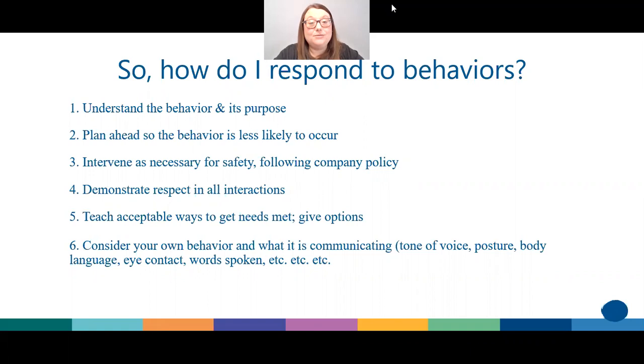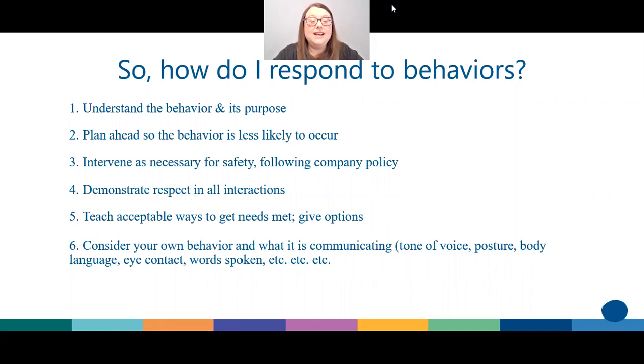So we can't prevent every crisis, we can't prevent every behavior, but there are quite a few things we can do to be prepared or to prevent behaviors from occurring. Obviously, we will need to intervene as necessary to keep our residents safe, but please follow your company policy. I know I myself have worked at many agencies where we do restraints, and that is our policy, to keep clients safe from themselves and to keep other people safe. Please follow your policy in regards to safety and intervene only when necessary to keep people safe.